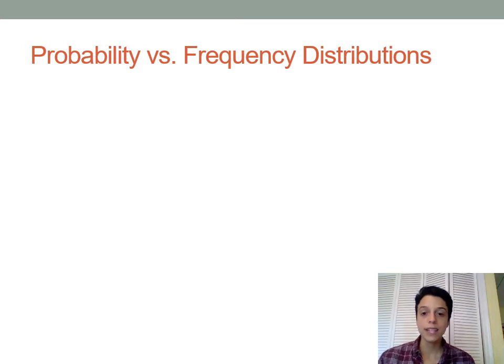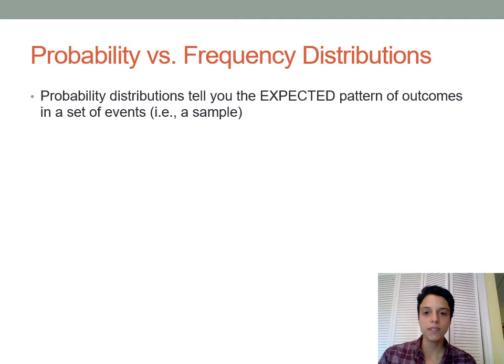All right, so the reason that we're calculating probability distributions and talking about probability distributions is that they tell you something important about what data are actually likely to look like. And specifically, probability distributions tell you what pattern of outcomes to expect in a set of events. In other words, in a sample.